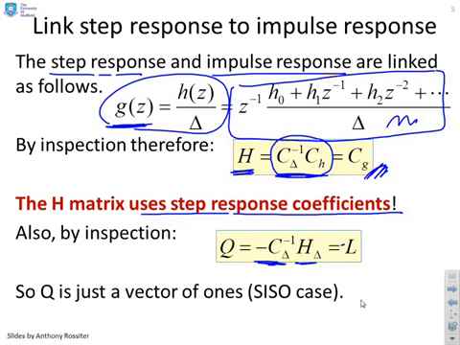For the MIMO case, a vector of a matrix of identity matrices. But again, the Q I can write down by inspection. So you'll notice in both cases here, no computation at all. To get the H matrix, just write down the step response coefficient straight into the Toeplitz. For the Q matrix, just do a vector of 1s.